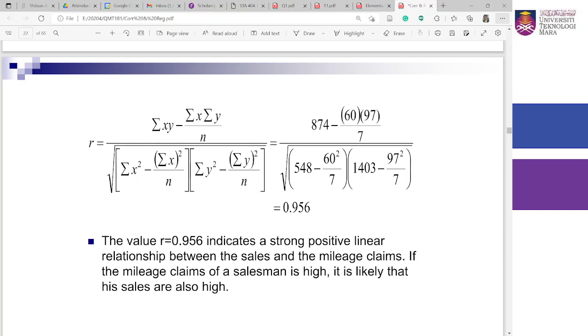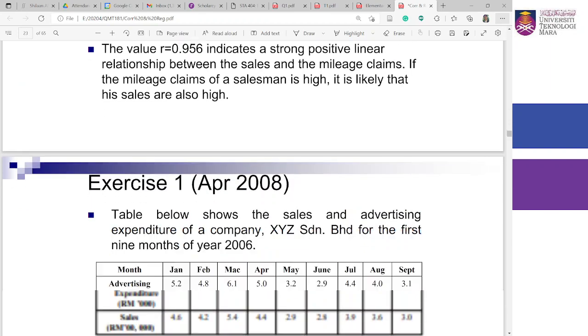And then from here you can say that since the value of R is positive, so that means there is a positive linear relationship, and the value of R is 0.956, which is very high, higher than 0.9 and closer to positive 1, right? So that means it's a very strong positive linear relationship between the two variables. Okay. If the mileage claim of a salesman is high, it is likely that the sales also will be high. Okay, itu adalah untuk Pearson product moment correlation coefficient.